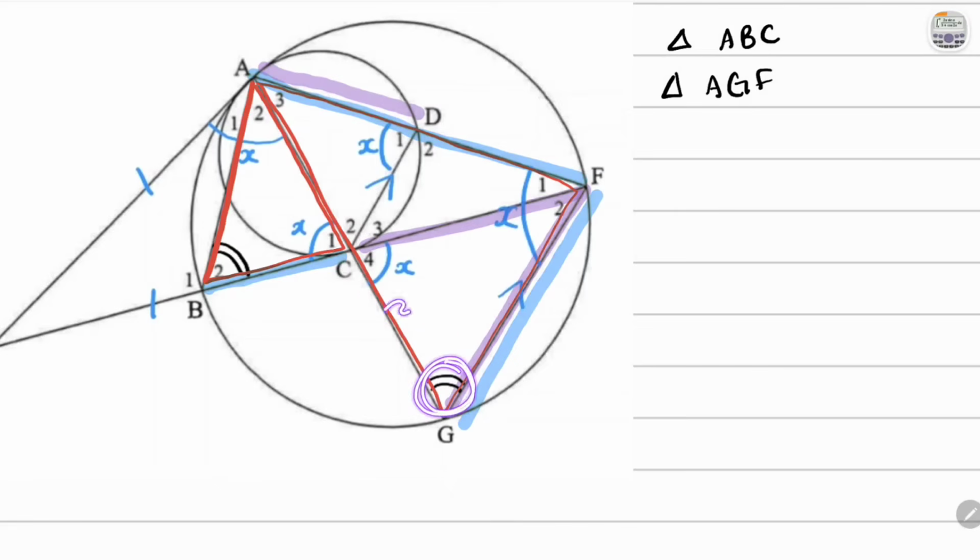You have that double angle, the double line I'm talking about, because angles in the same segment are equal. So you have 2 angles being equal, and then by default, the third angle will be equal. So this angle is equal to this angle, and that makes those 2 similar as well.